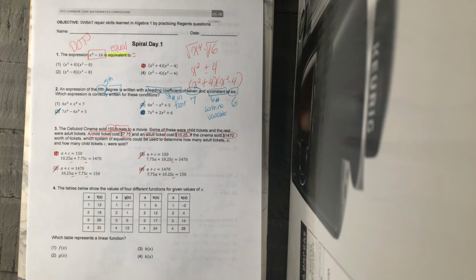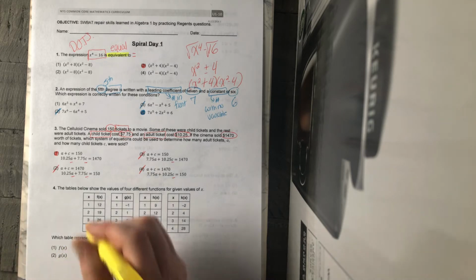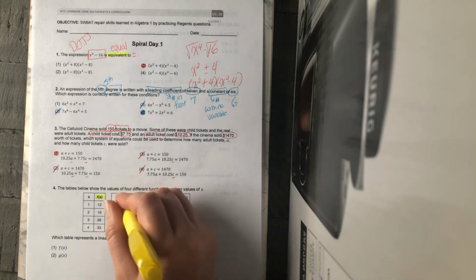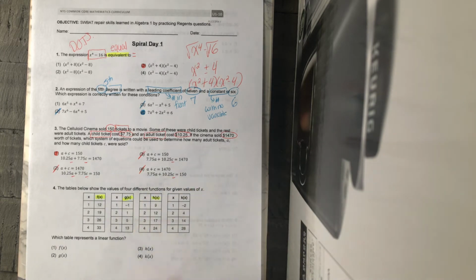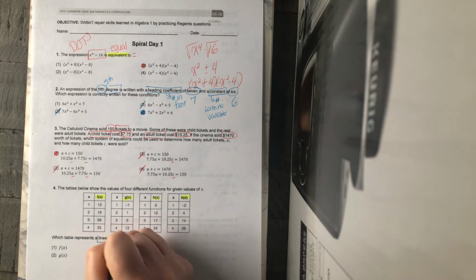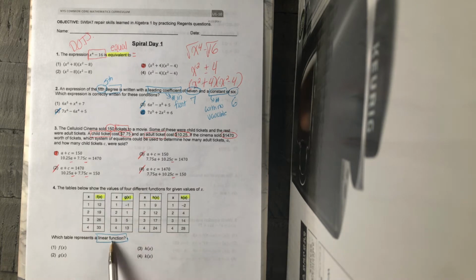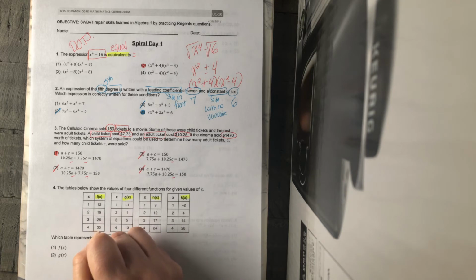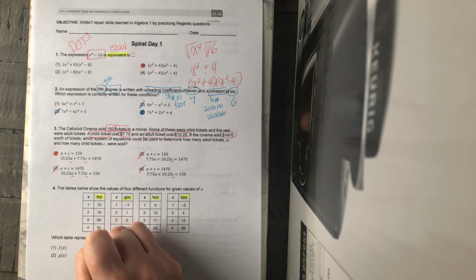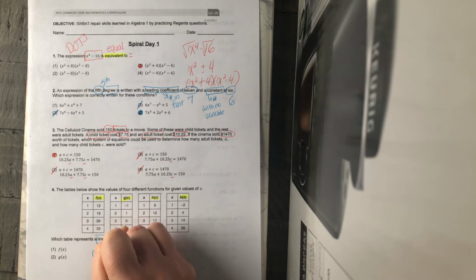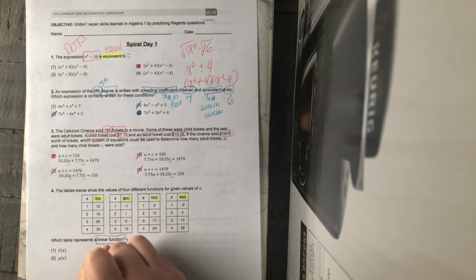Number 4, the tables below show the values of 4 different functions for given values of x. So I can see that I have the function f of x, g of x, h of x, and k of x. And it's asking me which one of these represents a linear function. I'm just going to box this because I know we had gone over this recently, actually, just last week. So I know if something is linear, it means I should be looking for addition or subtraction between the y values.